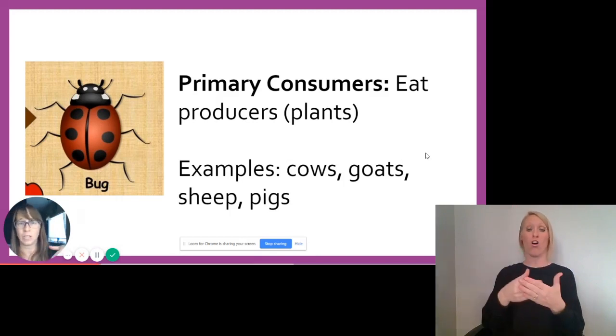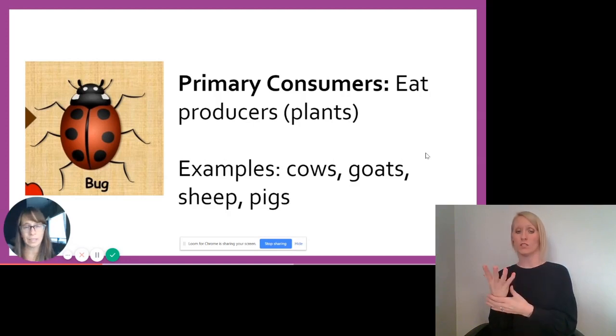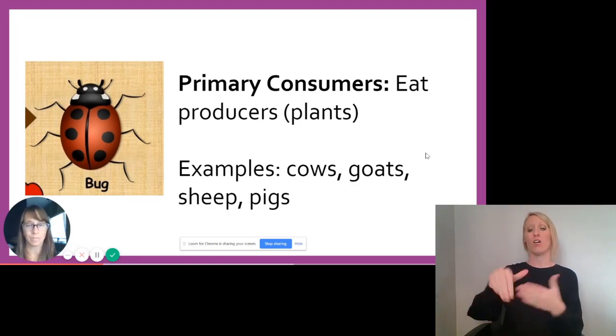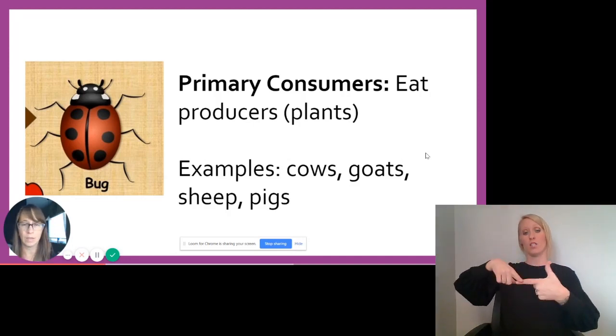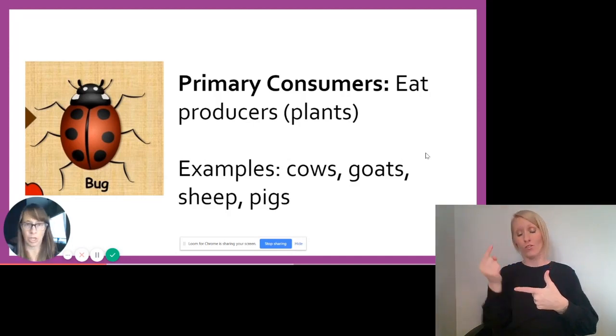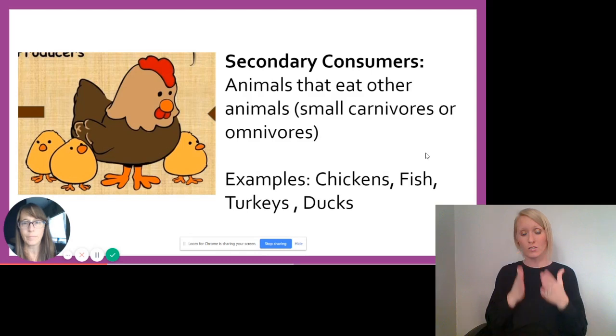You see cows in their pasture with nice green grass. They're eating that, taking the solar energy from the producer. They're the primary consumer, so they're at the lower level of the food chain. Then you go to a secondary consumer.